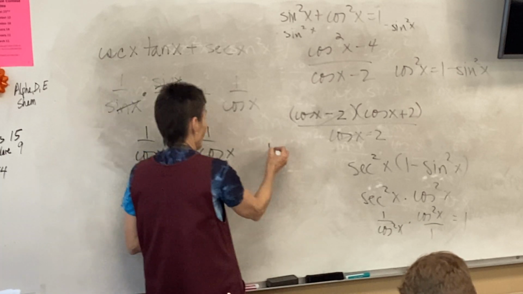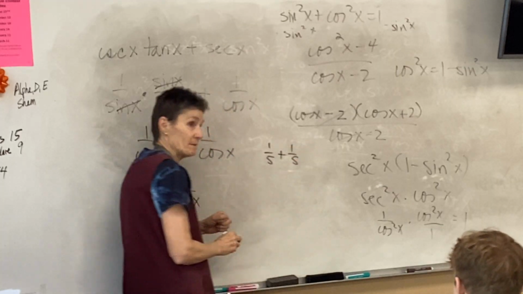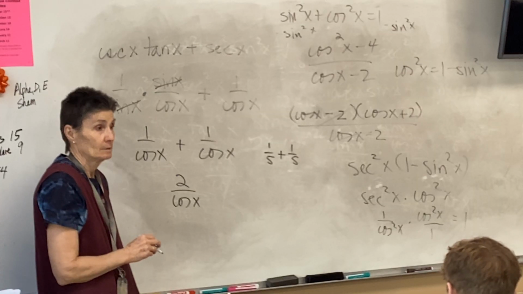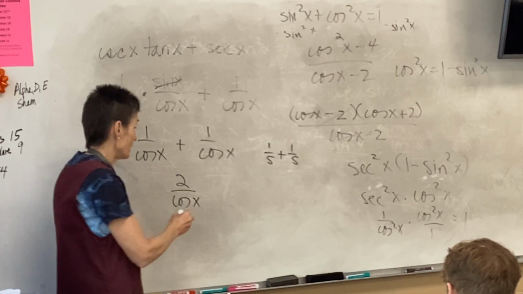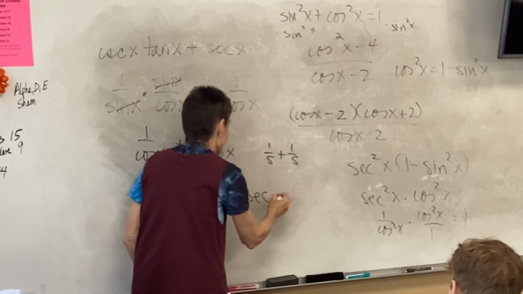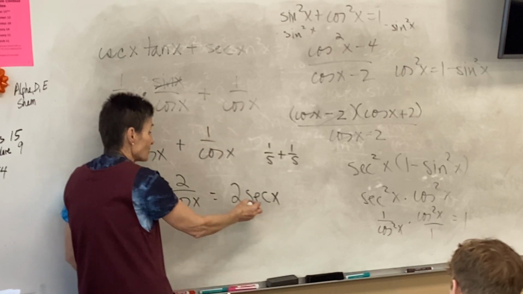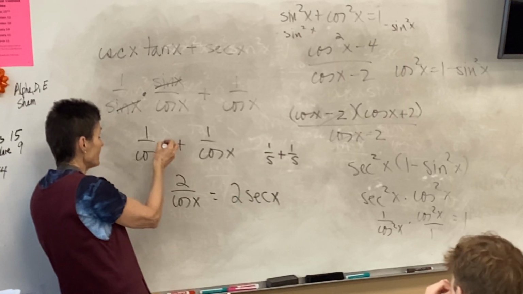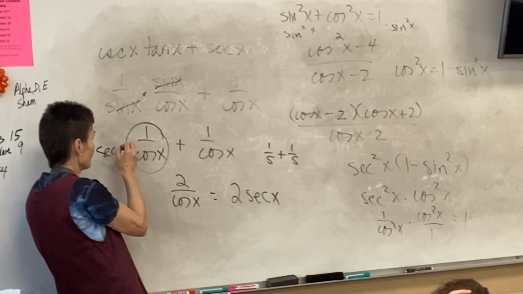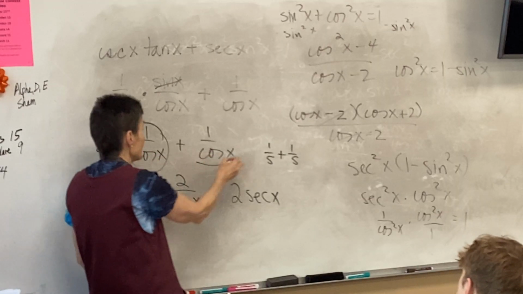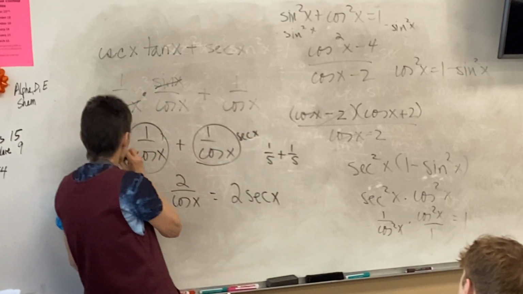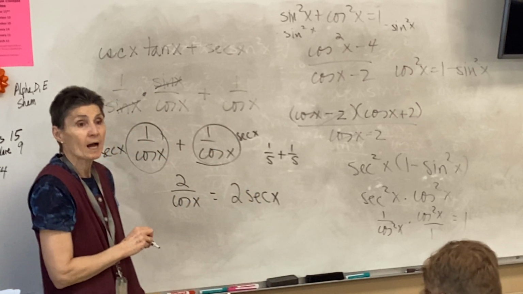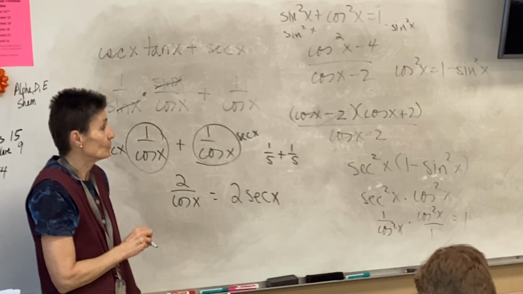It's like having 1/5 plus 1/5. Wouldn't that be 2/5? So we have 2 over cosine, which is 2 secant. Now, if that is a stretch for you, back up. Isn't 1 over cosine secant? So we have 2 secants as our answer. 2 times 1 over cosine. 2 secants.